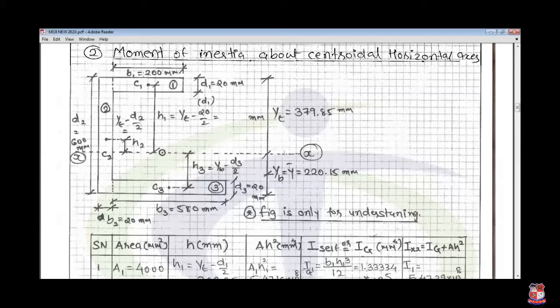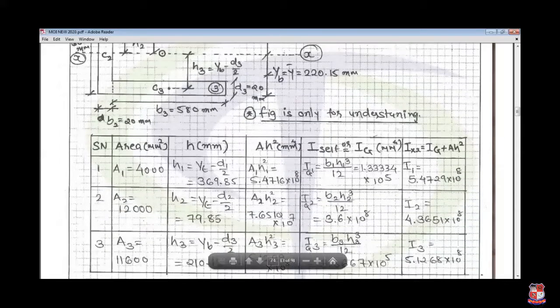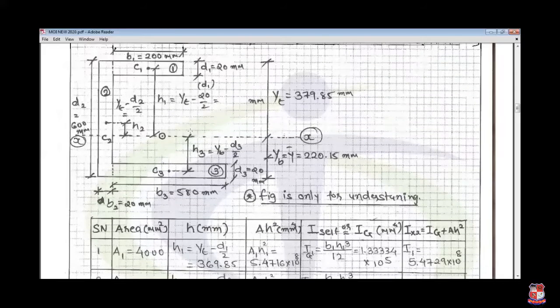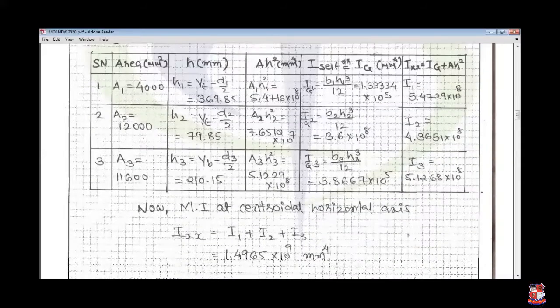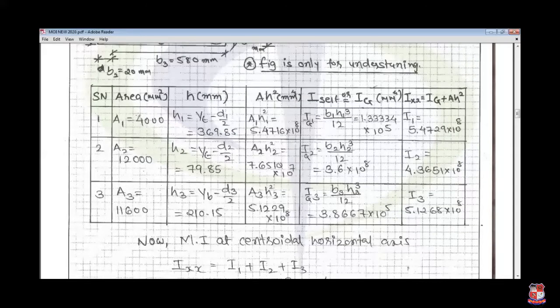For this case, you have to consider this much distance, that is 300. You can easily calculate from this axis; your centroid is somewhere here. So this distance you know, 300 minus 379.85. And the last one is the bottom: 220 minus 10, so you are getting 210.